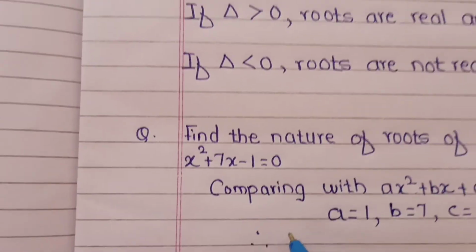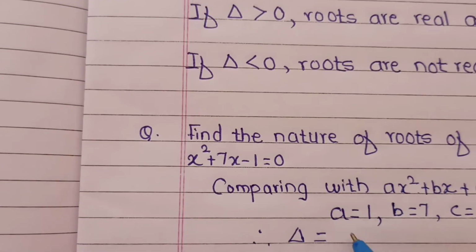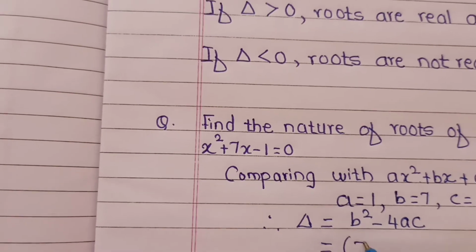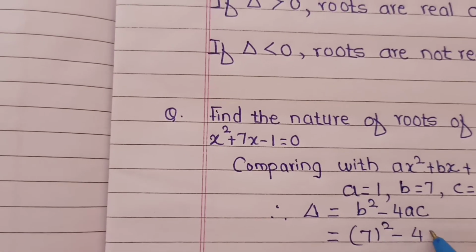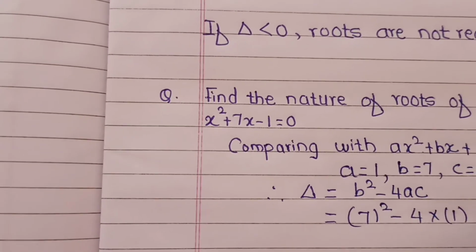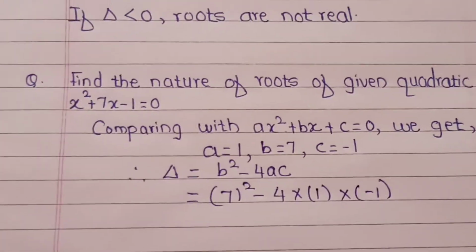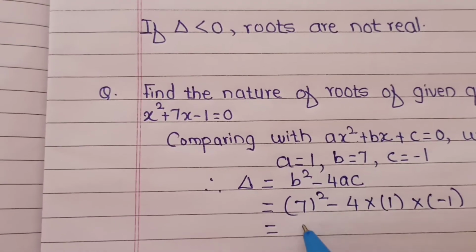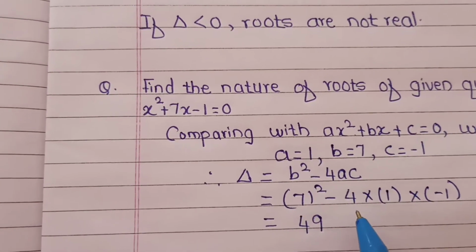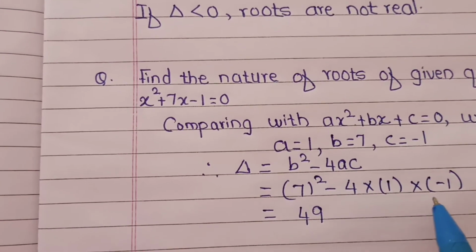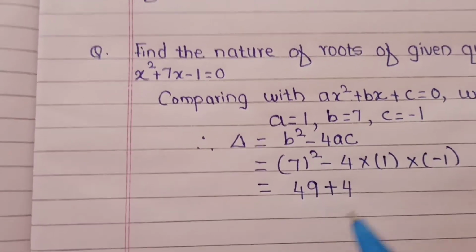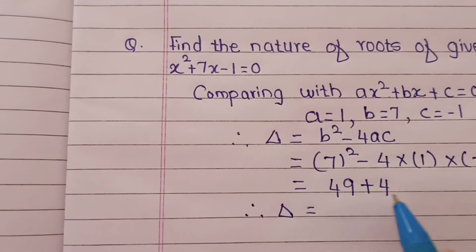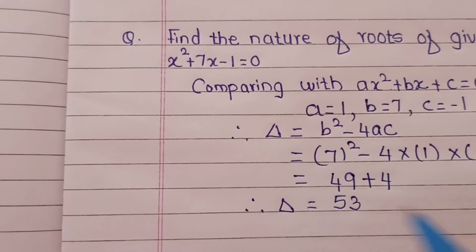Now the formula for finding discriminant delta is equal to b square minus 4ac. So this is 7 square minus 4 into a into c. So in this step we have substituted the values of a, b and c. So next step, 7 square is 49 and here minus 4 into 1 is plus 4, and therefore the value of delta is equal to 49 plus 4, which is 53.